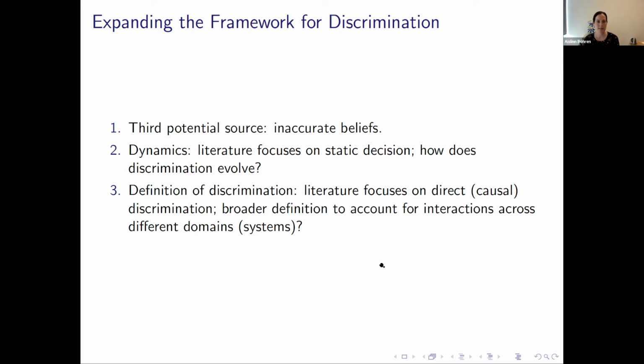And then lastly, and this is probably going to be the part most closely related to computer science and really connects to a lot of the things Yuba said in the first tutorial, is the idea of expanding the definition of discrimination. As I said, discrimination in economics has been synonymous with the causal effect of group identity on actions. We're going to call that direct discrimination. And I want to argue that we should expand the framework to also look at indirect sources. In other words, how can we account for discrimination emerging from interactions across different domains, different time periods, and different systems that influence the treatment in the current decision?